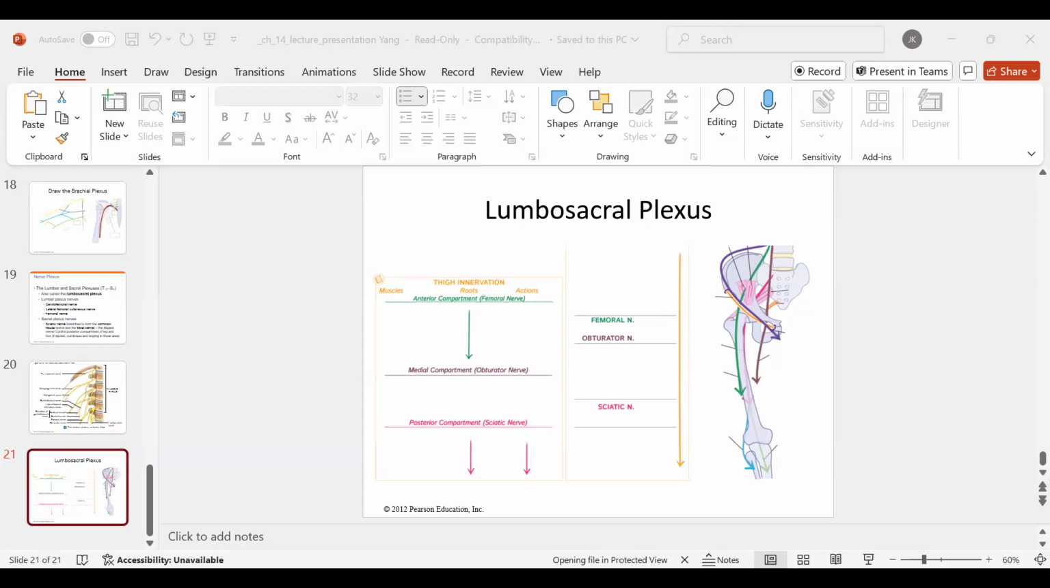Now show that the sciatic nerve innervates the hamstrings muscles, which are semimembranosus, semitendinosus, and the short and long heads of the biceps femoris muscle. Note that the peroneal division of the sciatic nerve innervates the short head of the biceps femoris, and that the tibial division innervates the other hamstring muscles, the long head of biceps femoris, semitendinosus, and semimembranosus.